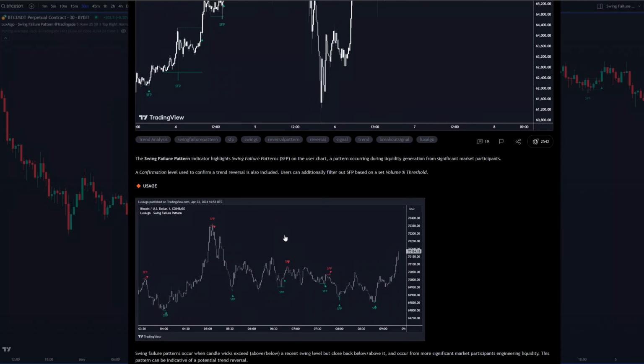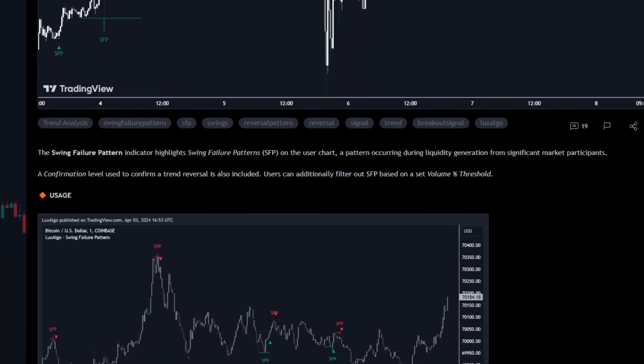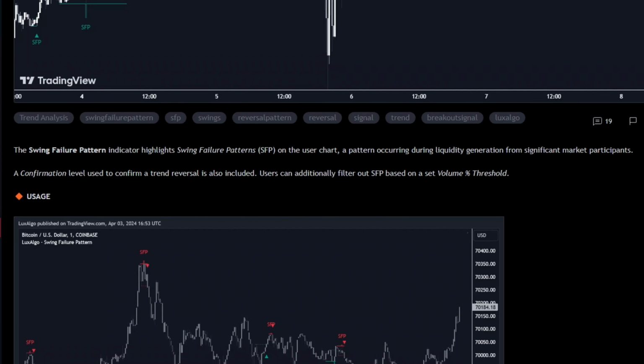So, what is a swing failure pattern? As you can read here, a swing failure pattern occurs when the candle's wick exceeds above or below a recent swing level but closes back, and occurs from more significant market participants engineering liquidity. This pattern can be indicative of a potential trend reversal.